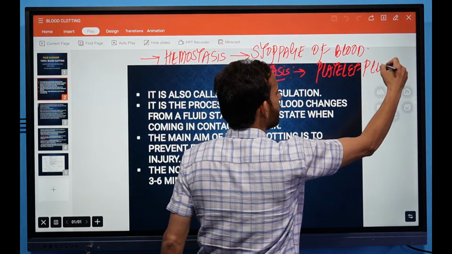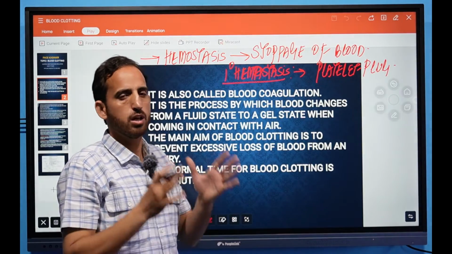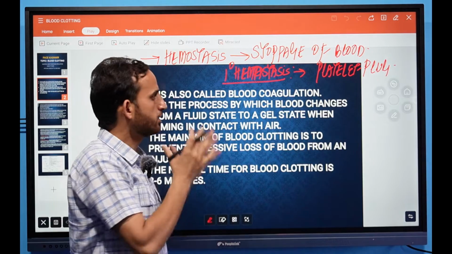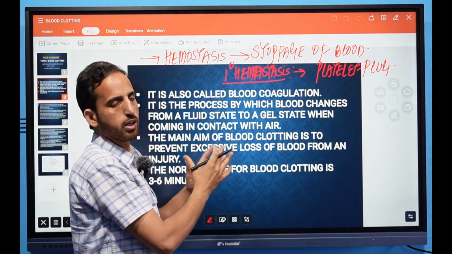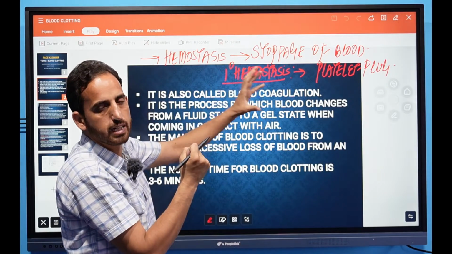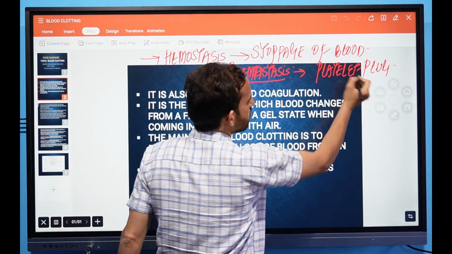You are aware of what platelets are. Platelets are also known as thrombocytes, and they are the cells present in our blood that are responsible for blood clotting. So the aggregation of these platelet cells creates a new structure, and that structure is called the platelet plug.